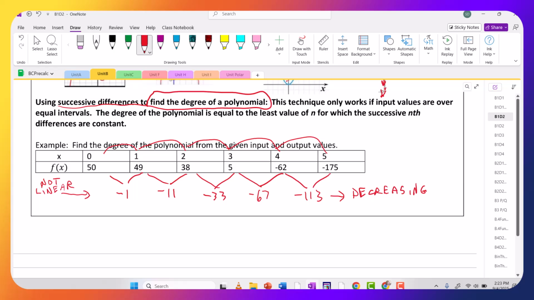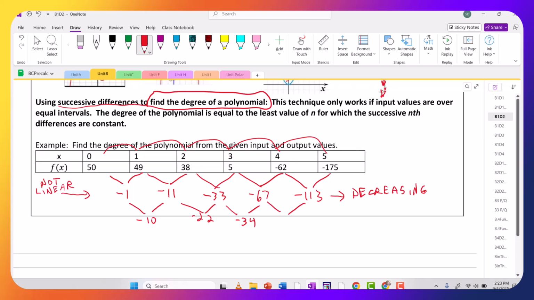No, okay. All right. This is decreasing. Now let's do the second order differences. How far is it from -1 to -11? -10. -11 to -33. Isn't that -22? Yeah. And then -33 to -67, 34 down? Right? Is that correct? Because if we get these wrong, we're in trouble.